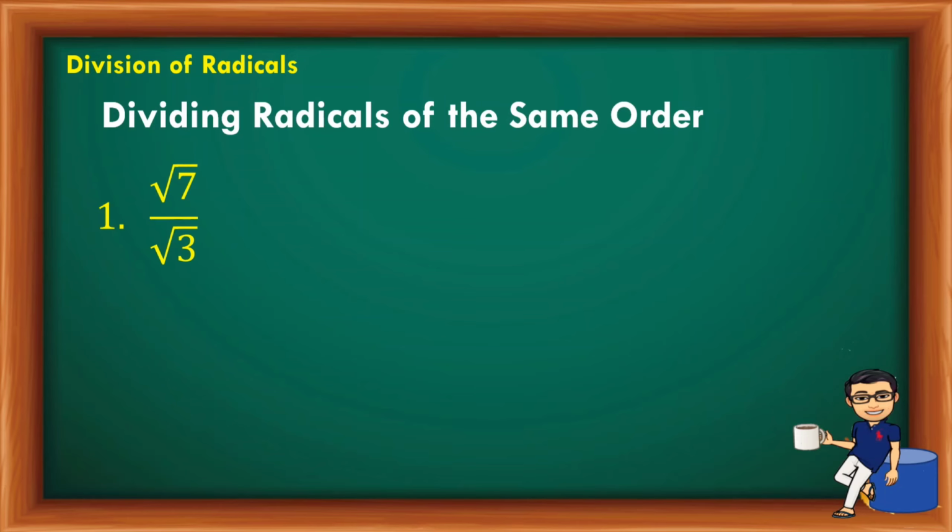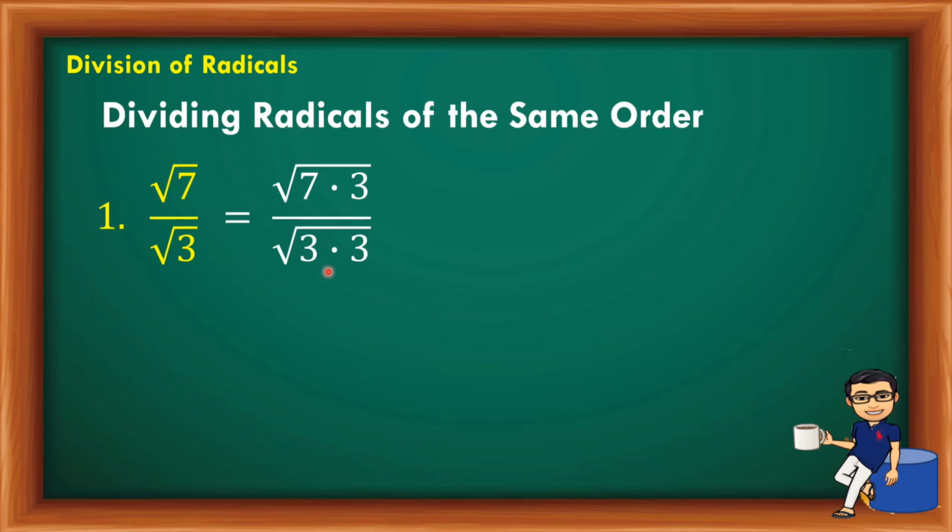Square root of 7 divided by the square root of 3. Same order kasi pareha silang square root. In other words, ang index ay 2. So we are going to rationalize it by making the denominator a perfect square. Perfect square ang ating gagawin kasi nga ang index ay 2. At para maging perfect square yan, yung mismong square root of 3 ay imumultiply natin sa denominator.